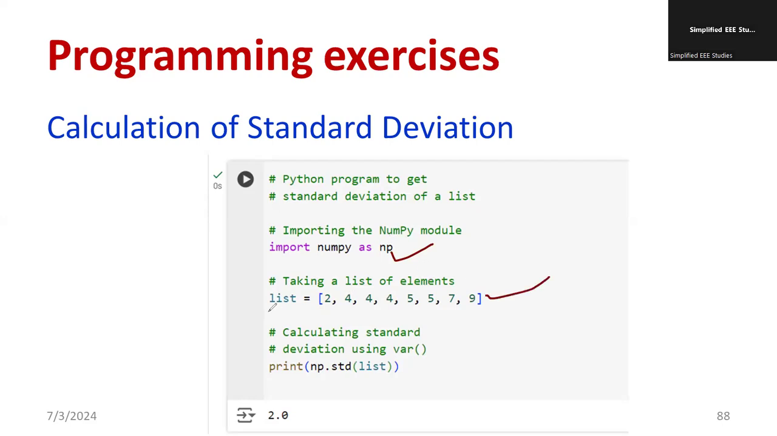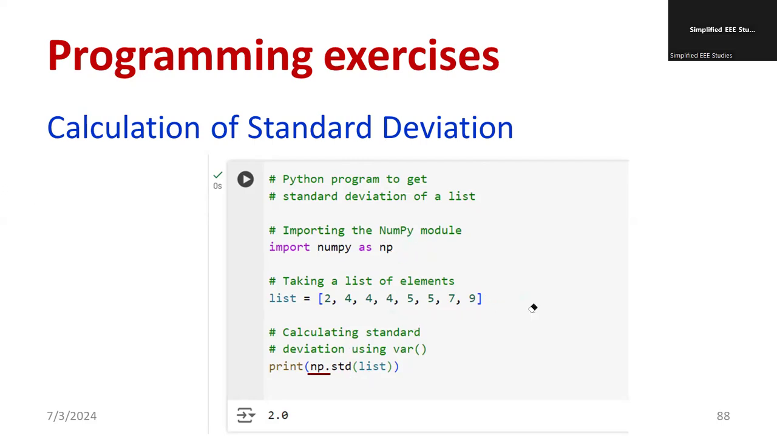Make sure that you enter the numbers in the form of a list. Let us see, these are the numbers for which I want to calculate the standard deviation. There is a shortcut: np, which is nothing but the NumPy module, dot std of the list. So you will be getting the standard deviation.